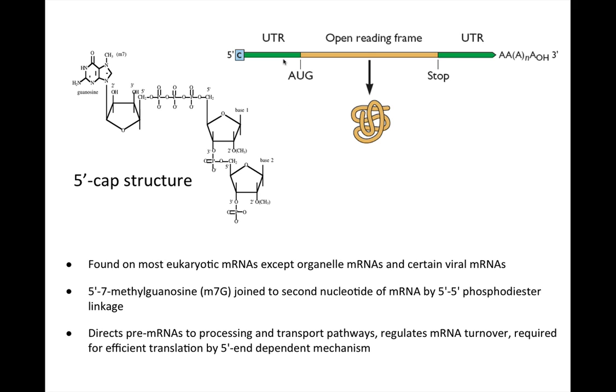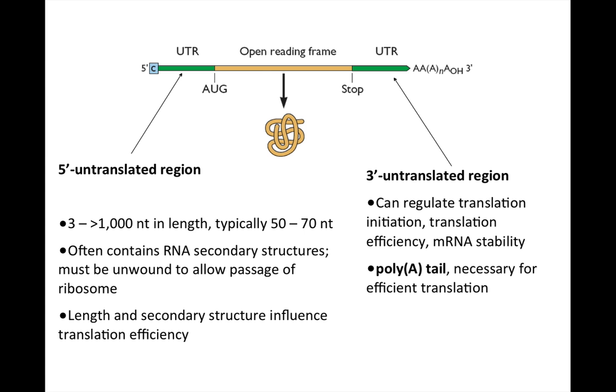mRNAs are also composed of 5' and 3' untranslated regions, or non-coding regions, a 3' poly A tail, and an open reading frame, which typically encodes a protein. The 5' untranslated region is typically 50 to 70 nucleotides long, although it can be much longer. It often contains secondary structure, and this is an impediment to ribosomal transit. It must be unwound to allow the ribosome to move from the 5' end to the initiation codon. So the length of the UTR and its secondary structure most certainly influence translation efficiency.